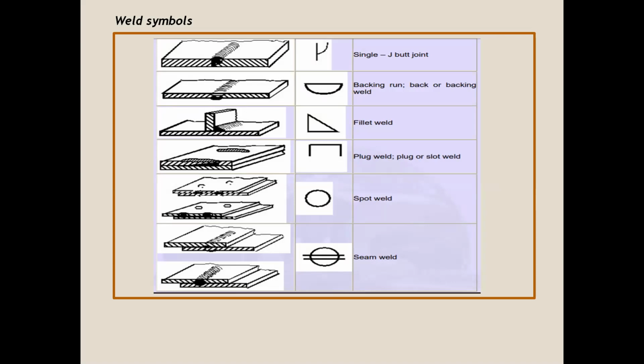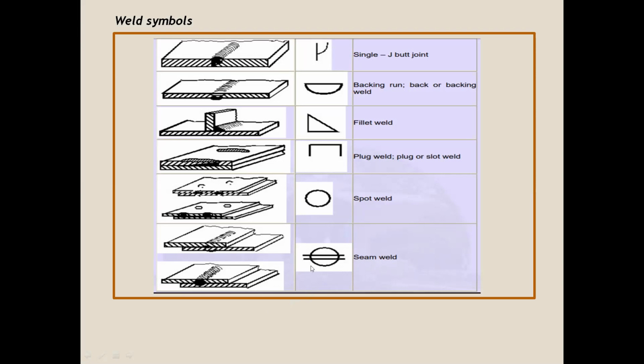That is a right angle triangle shape. That is the third one, the fillet weld. And the fourth one is the plug weld. This is the plug weld: put the holes and put the material. Plug weld or slot weld. Spot weld: this is the spot weld for lapping. Another is the seam weld. These two types are for lapping, spot weld and seam weld.